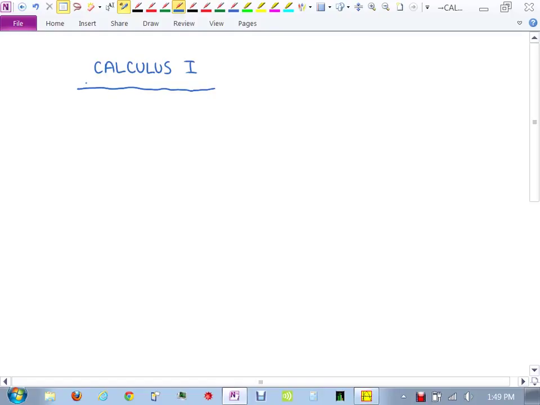So where do we start Cal 1? Anyone remember what the whole class started with? Well, the first calculus topic, limits, right? From the idea of the limit came the idea of the derivative, right? And the derivative basically gave us the slope of the tangent line, right?